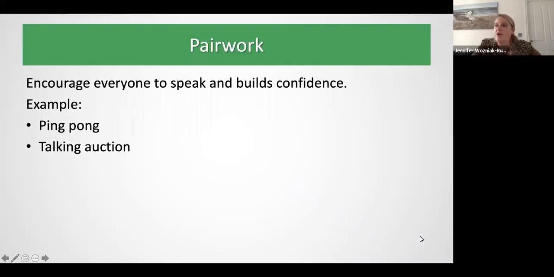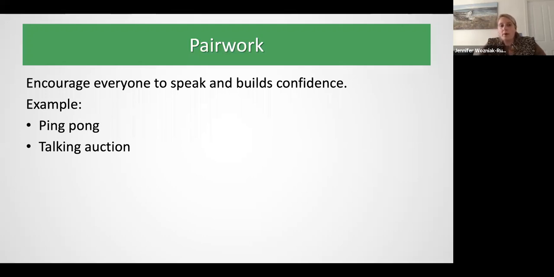So as mentioned, I plan for a lot of pair work activities in my lessons. For example, ping pong, where the students bat words backwards and forwards to each other, miming a game of table tennis. I use it to revise sequences of words, or to revise vocabulary covered in the previous lesson, and things like that.